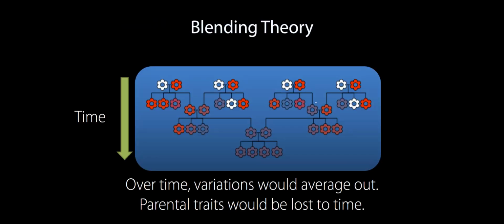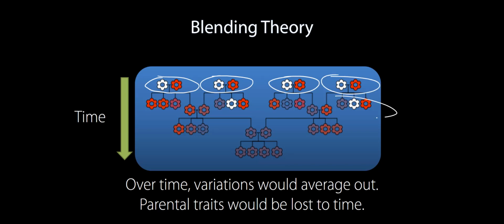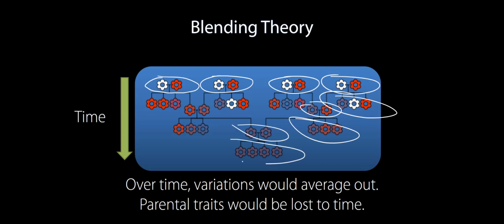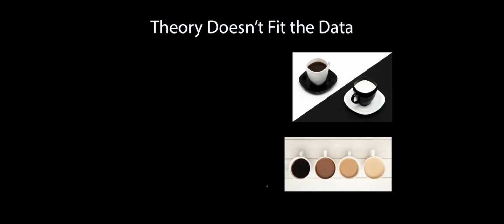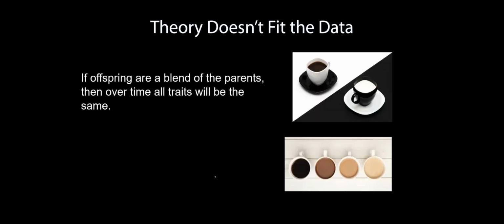Okay, so the way this theory goes though, and here's the prediction it would make, is that as you take these different parents and cross them and get blends, over time you get everybody looking the same. The parental traits would be lost to time. The problem is the theory doesn't fit the data.